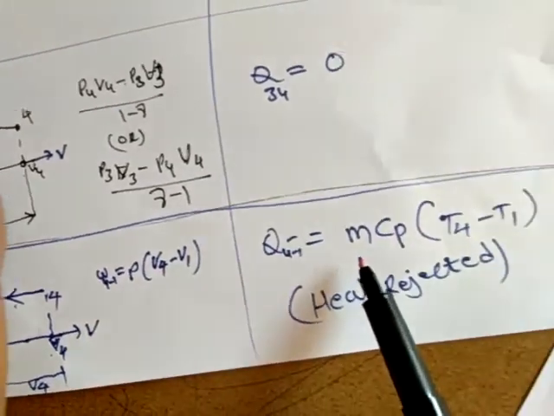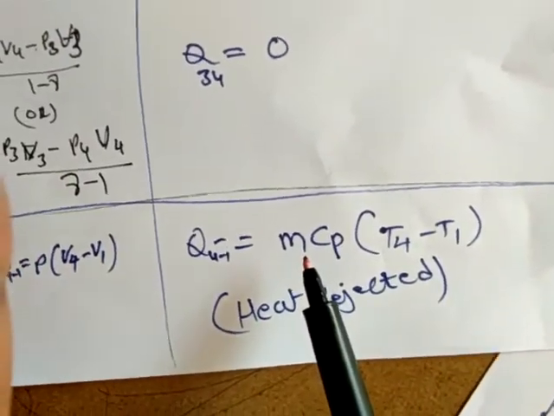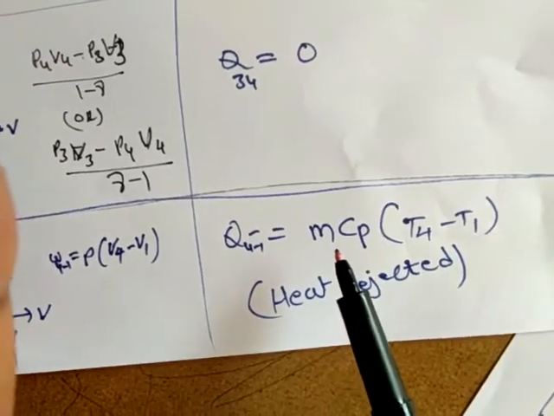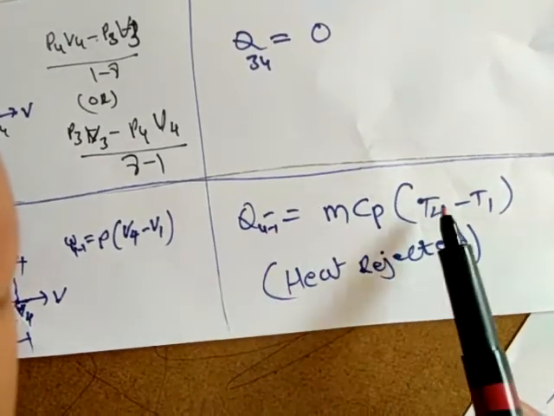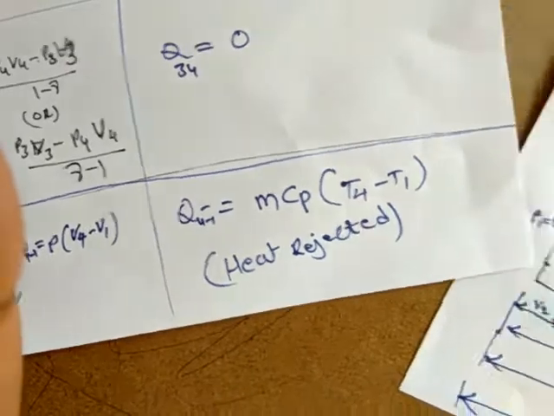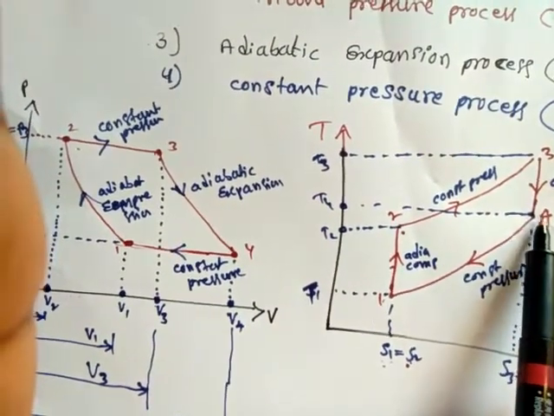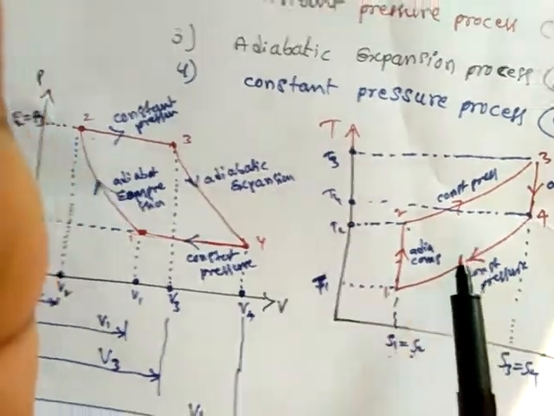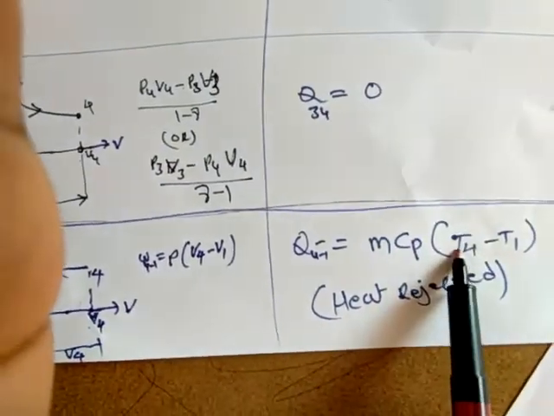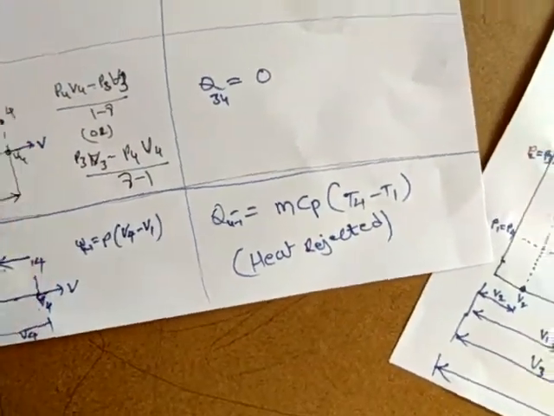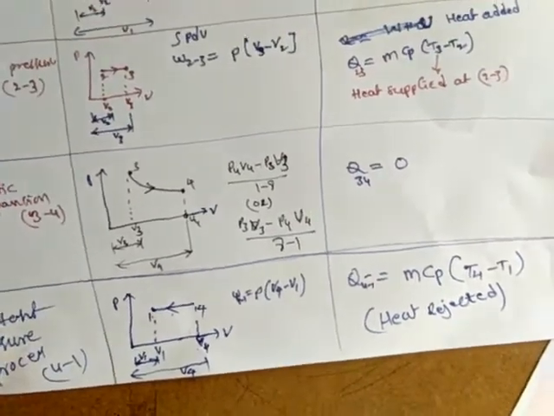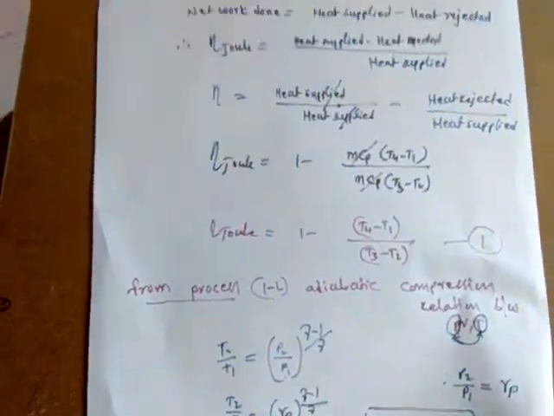Next, the total heat transfer in the constant pressure process 4 to 1 is equal to m Cp (T4 minus T1). So why T4 minus T1? Once again observe the TS diagram. Temperature T4 is higher than T1. That's why T4 minus T1. So this is our total work transfer and heat transfer. And coming to the third slide, see here.